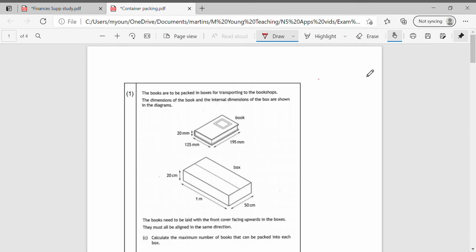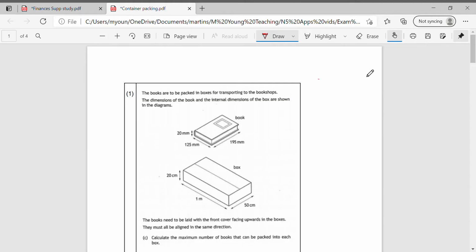The books need to be laid with the front cover facing upwards in the box. They must all be aligned in the same direction. Calculate the maximum number of books that can be packed into each box. That bit about it having to be facing upwards is a restriction, and that actually helps because it limits the number of possibilities there are.